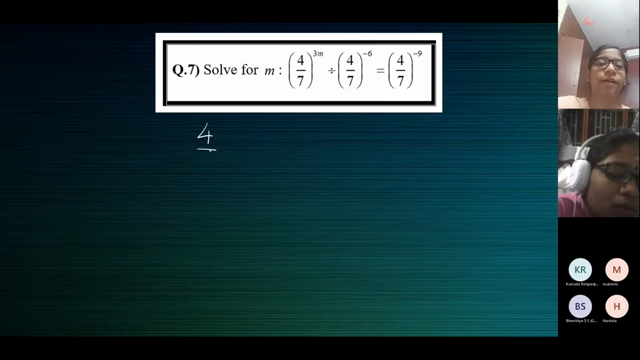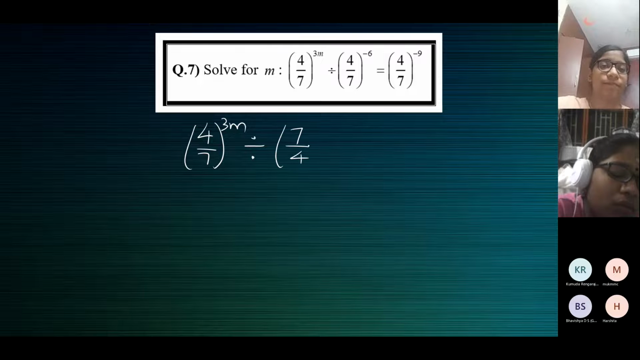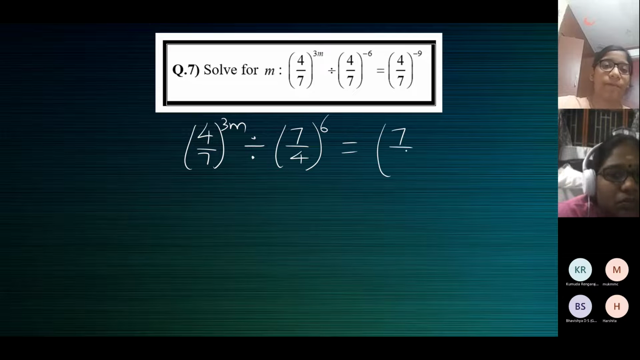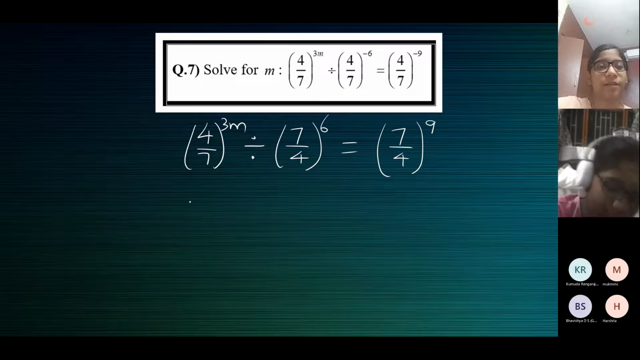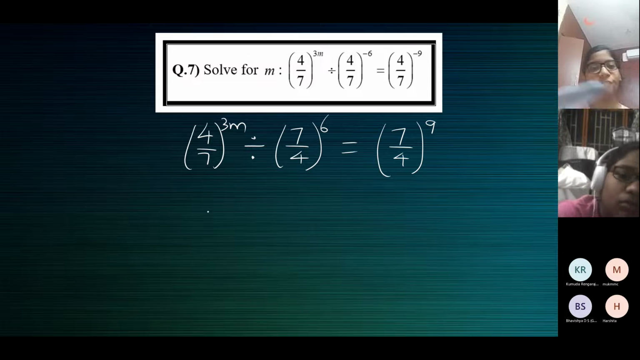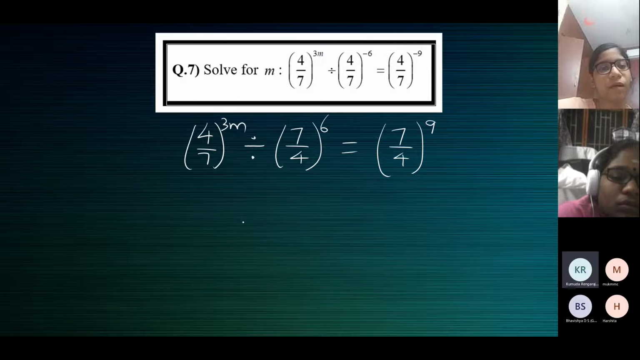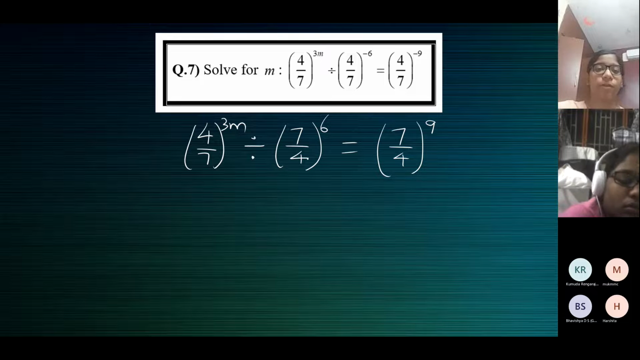Yes, ma'am. 4/7 to the power 3m, ma'am. Okay. And then divided by 7/4 to the power 6, ma'am. Okay. That equals 7/4 to the power 9, ma'am. Okay. Correct. Next step. Next we need to subtract the powers on the left hand side, ma'am. We can cancel out, no, ma'am. Which one? 4/7, and then the reciprocal of the divisor will also be 4/7, no, ma'am.